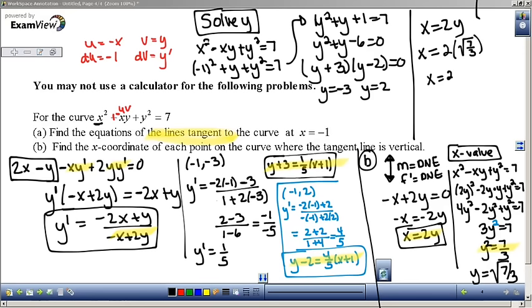2 square root of 7 over the square root of 3. So at that point, the tangent line is going to be vertical at x equals 2 square root of 7 over 3.